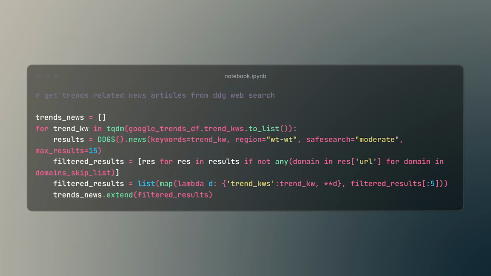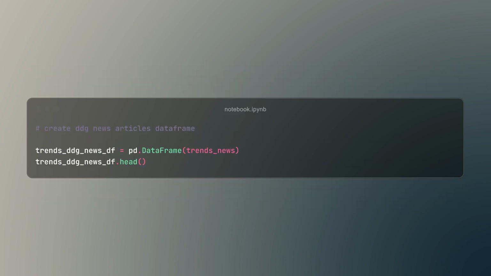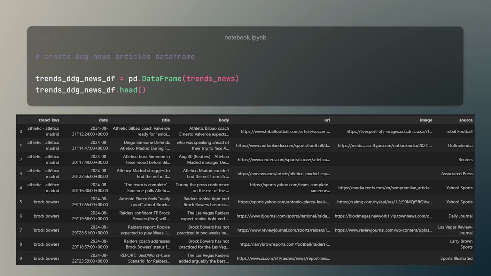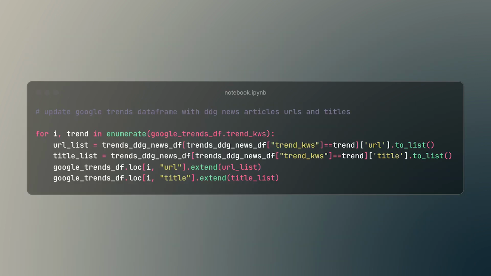Now that we have the clean list of news articles, we can create a dictionary for it containing the trend keywords used in the web search and the result obtained containing details for each news article retrieved. And then we append it to the final trends news list. And we can visualize the results by converting it to a data frame. So we took the first 5 results for each trend and we have the date, title, body, URL, image and source for each article. So these are the results from the DuckDuckGo web search. We need then to update the list of news articles and titles in the Google Trends data frame. Alright, now the first part is done.